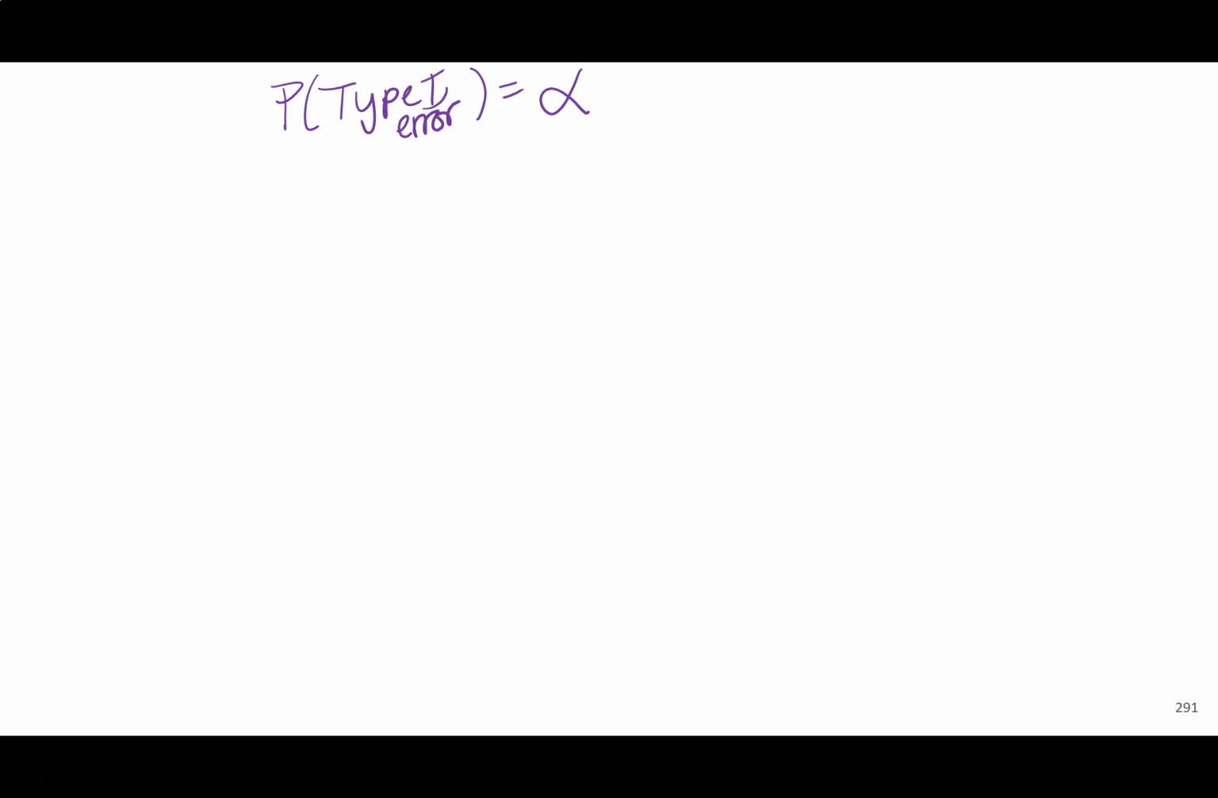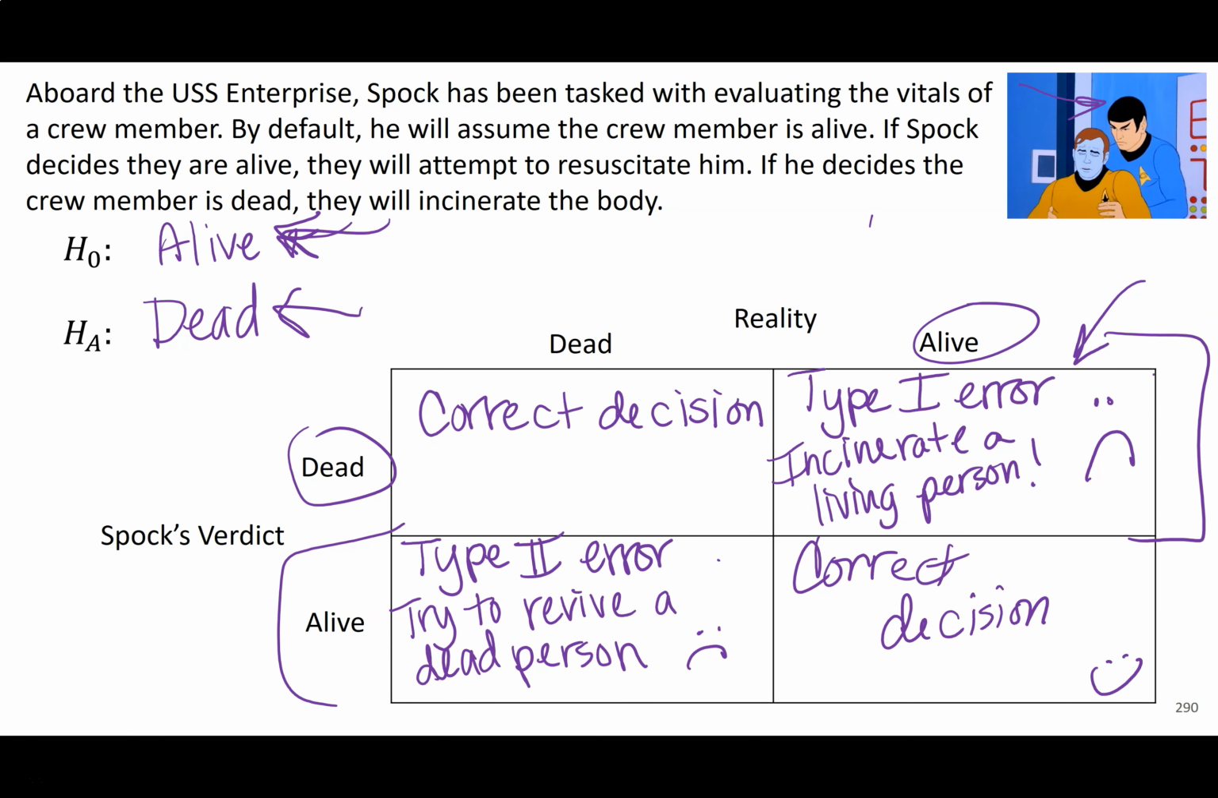So it totally depends which one is worse. So here, in this Spock example, am I cool with a significance level 0.10? What that means is, if I'm okay with a significance level of 0.10, I'm cool with 10% of the crew members that Spock says are dead not actually being dead. I'm cool with accidentally incinerating a living crew member 10% of the time. That is super high. I'm not okay with that.